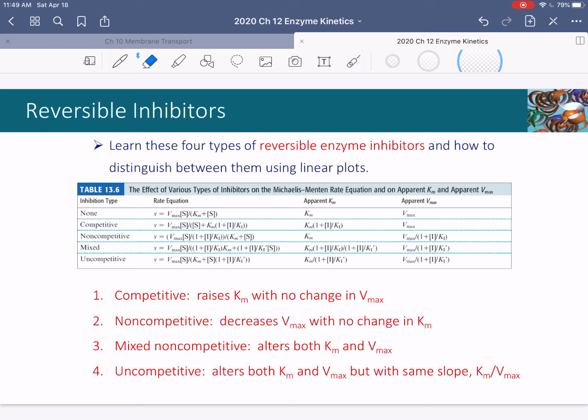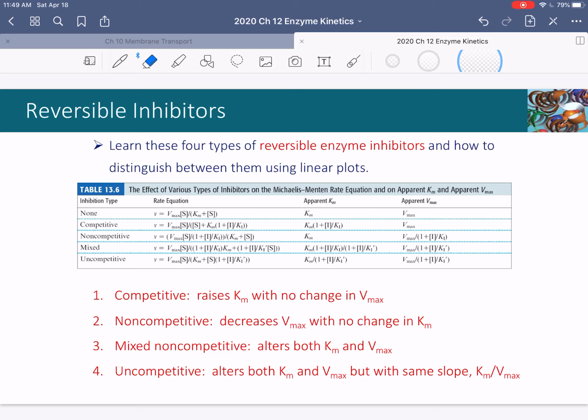Mixed non-competitive inhibition alters both Km and Vmax, which you can clearly see here. And so does uncompetitive. It alters both Km and Vmax, but you can distinguish between uncompetitive and mixed non-competitive because only uncompetitive keeps the same slope. So Km over Vmax stays the same only for uncompetitive. Okay, so what does all of this mean? This is just a lot of words and tables and numbers and equations. So we need to actually look at these to understand what's going on.